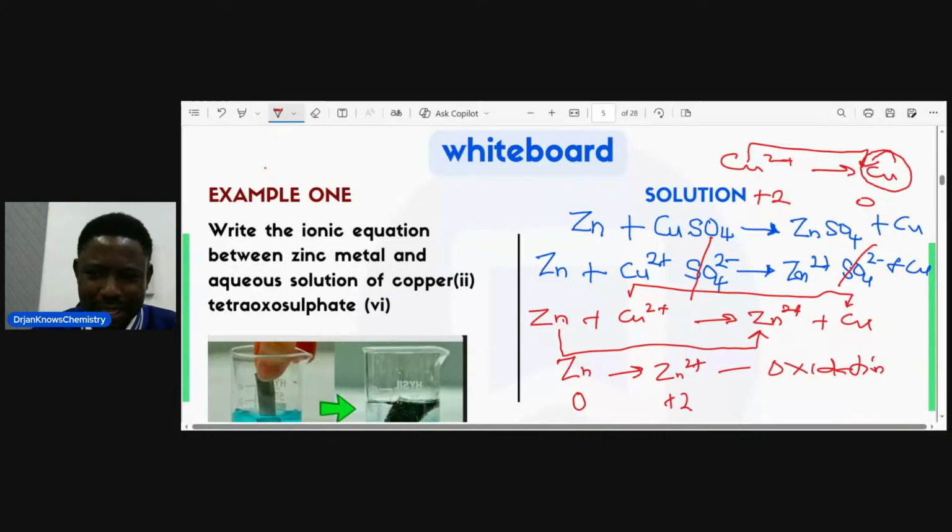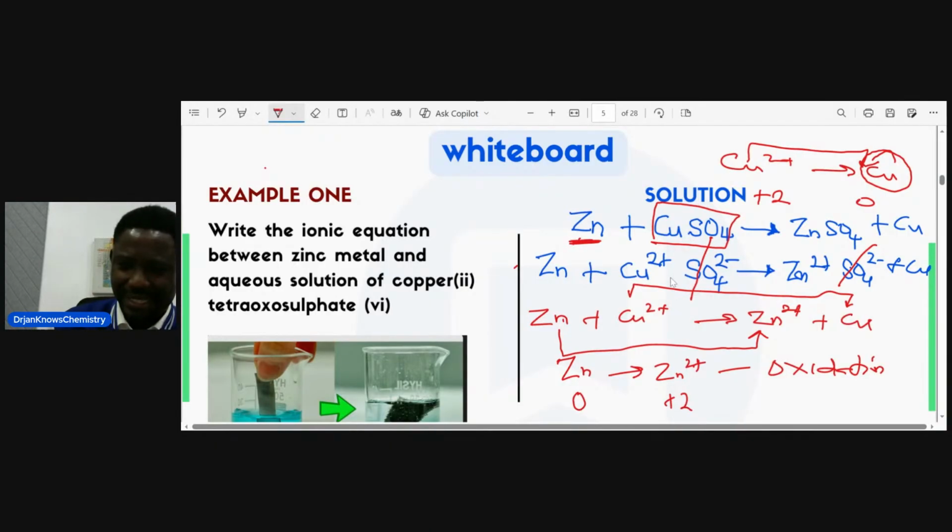So we can say that this zinc, because it has oxidized, shows that copper sulfate is an oxidizing agent. I've told you that the oxidation state of zinc changes from 0 to +2. Whenever there is an increase, that is oxidation. So that shows that copper sulfate is the oxidizing agent which oxidizes zinc.